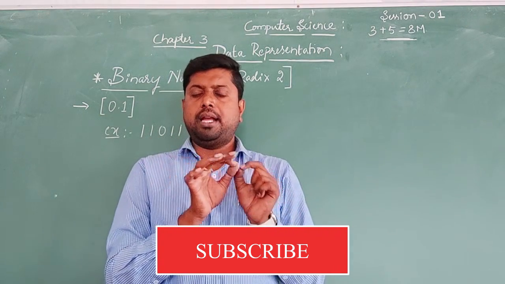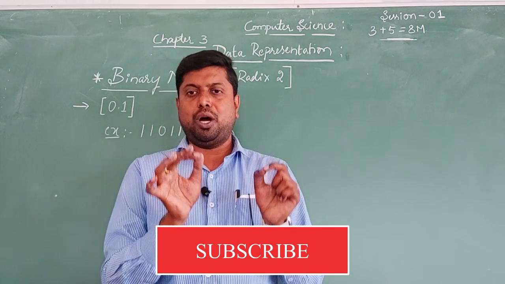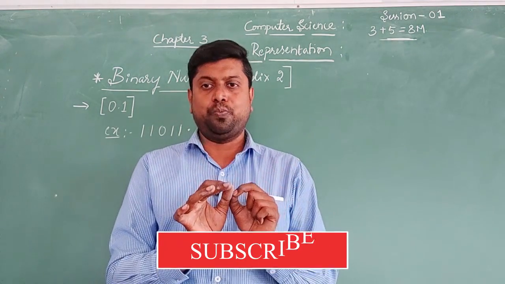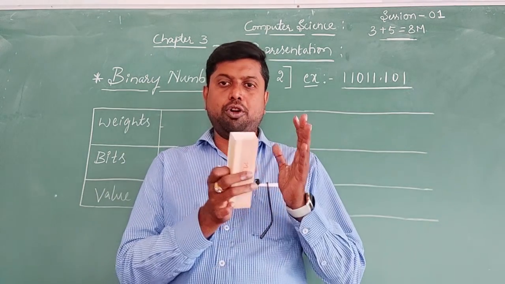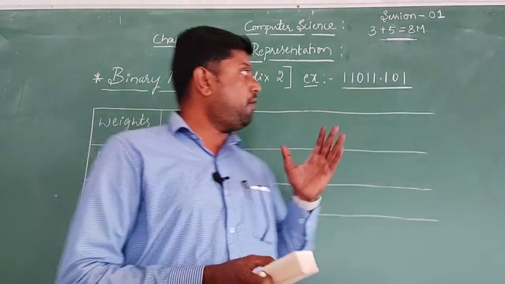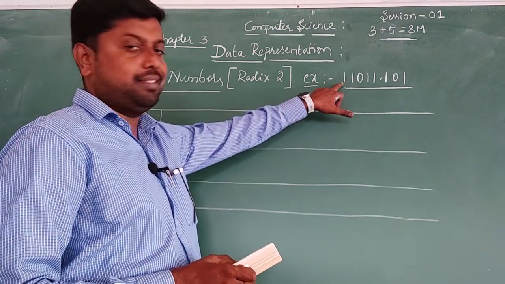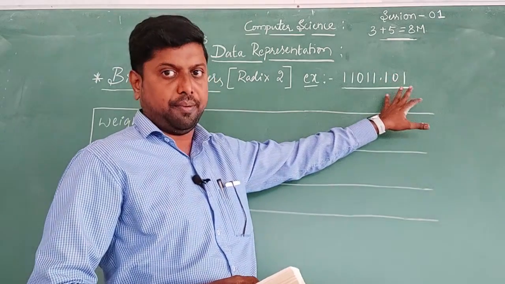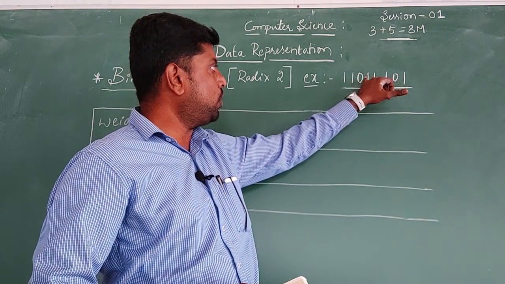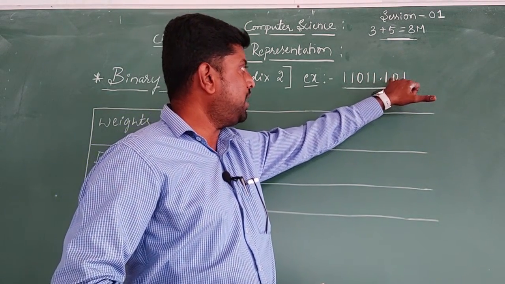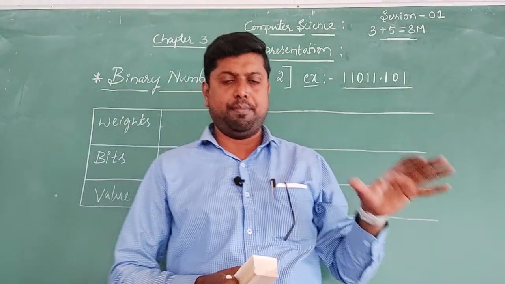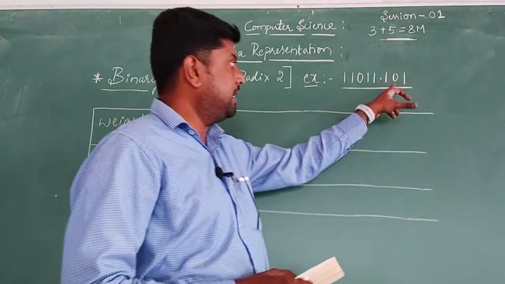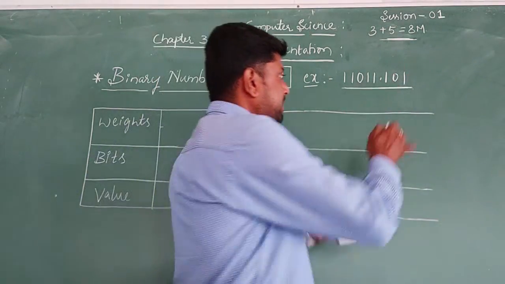Directly, I will show you one best example of how to calculate. The binary numbering system has its base, radix 2. For that example, I am now considering a binary number, which has a fraction: 11011.101 is one type of binary number. Now I will show you how to get its decimal value with the help of this binary number.